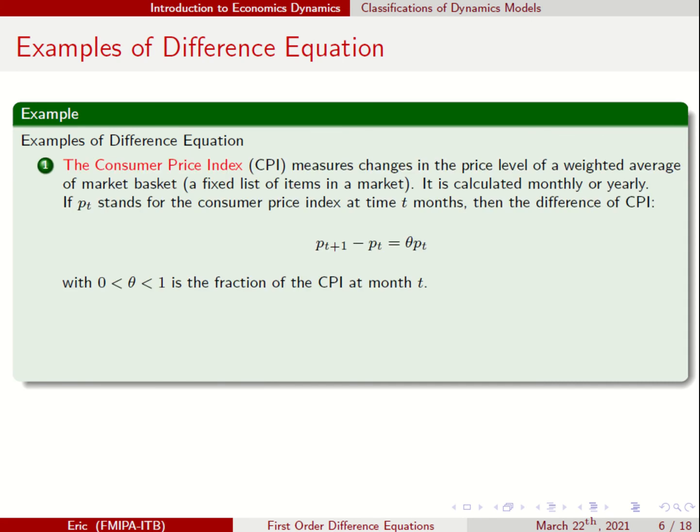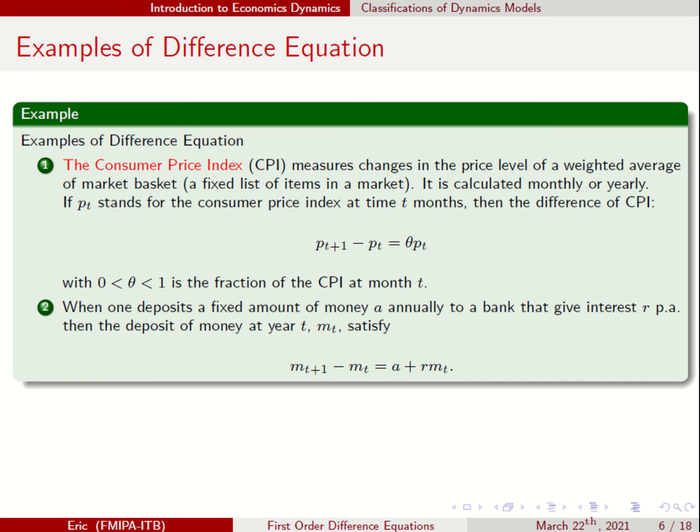This is an example of a difference equation. The consumer price index measures the change in the price level of a weighted average of a market basket, that is, a fixed list of items in the market. It is calculated monthly or yearly. If Pt stands for the consumer price index at time t months, then the difference of the consumer price index is proportional to the consumer price index at time t. So the difference between the consumer price index at time t plus 1 and the consumer price index at time t is proportional to the consumer price index at time t. This is an example of a difference equation.